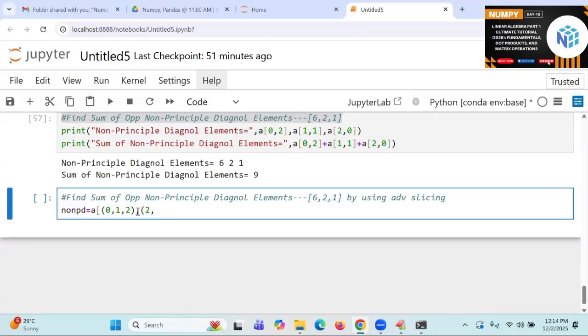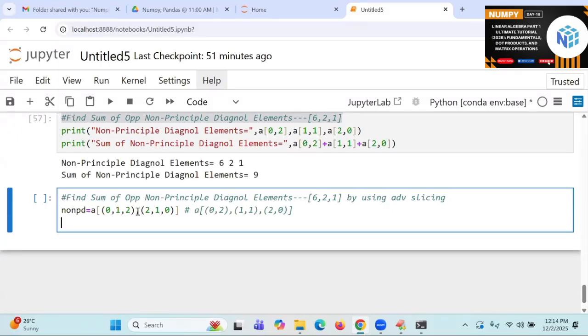2, comma 1, comma 0. Easy. This will be taken as what internally? A of what? 0, comma 2, comma. What is the next? 1, comma 1, comma what? 2, comma 0. This will be taken up. So print of what?